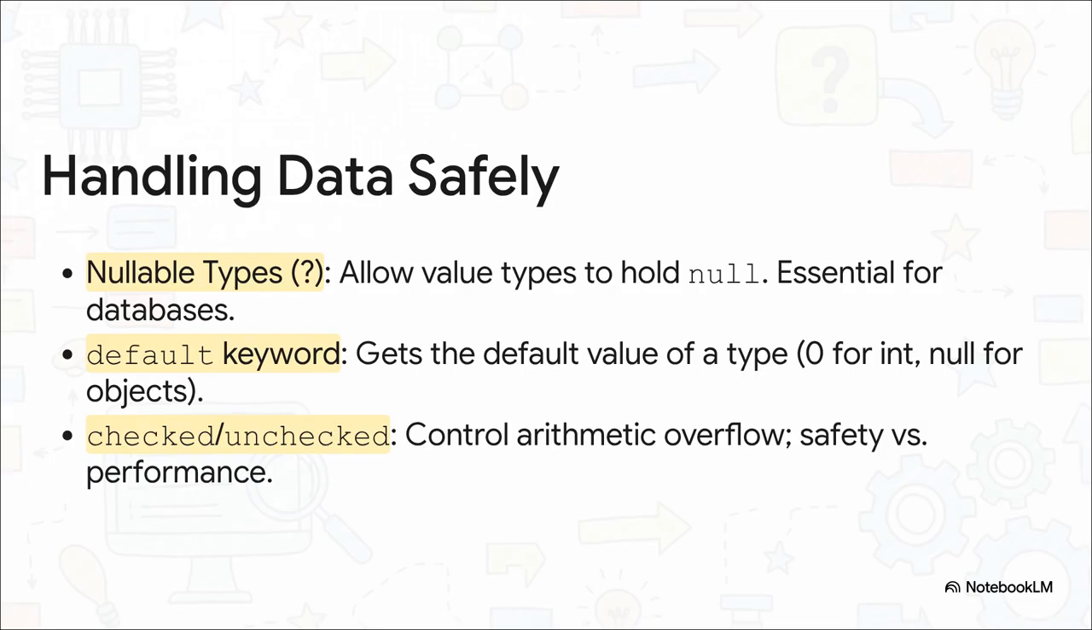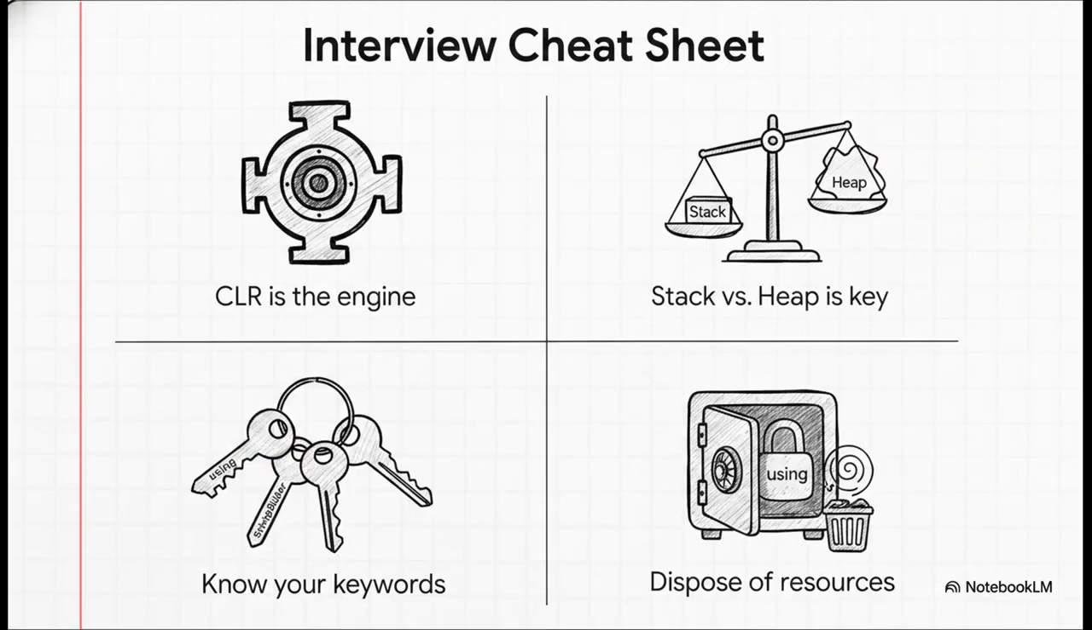The choice is yours. So, let's boil it all down. Here's your cheat sheet. 1. The CLR is the engine that drives everything. 2. The stack versus heap distinction is fundamental to performance. Use structs for speed, classes for complexity. 3. Know your keywords. Use StringBuilder in loops. Use readonly for runtime constants. And 4. Always clean up after yourself. Use IDisposable and a using block for unmanaged resources. Nail these 4 points and you're in a fantastic position.